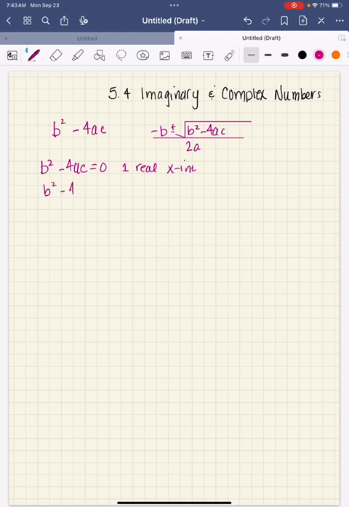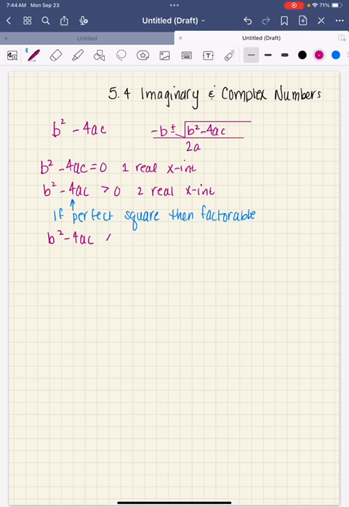If b squared minus 4ac is greater than 0, then there are going to be two real x-intercepts. As a little side note, if b squared minus 4ac is a perfect square, that means the problem is factorable. Lastly, if b squared minus 4ac is less than 0, that would be a negative number, and so whatever's underneath the square root would be negative, and that leads to imaginary solutions.